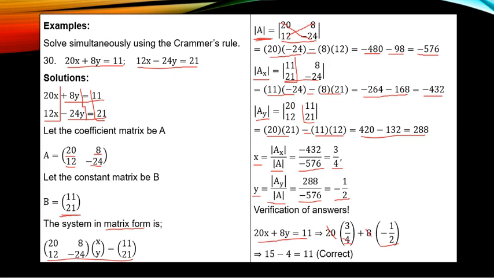Divide 8 by 2, you have 4 times minus 1 is minus 4, and you have 15 minus 4 is 11. So the solution is correct. Let's take one more example to explain more.